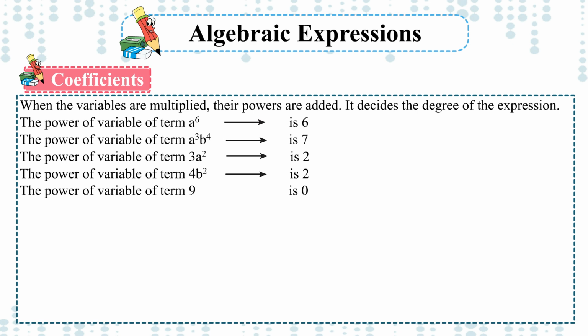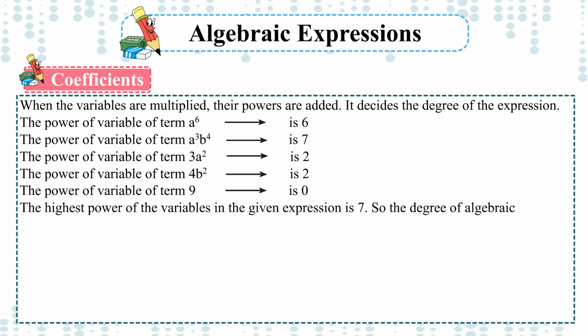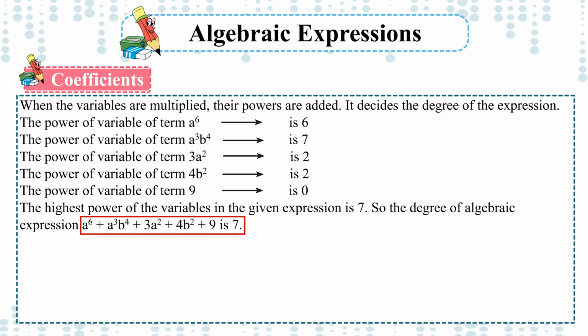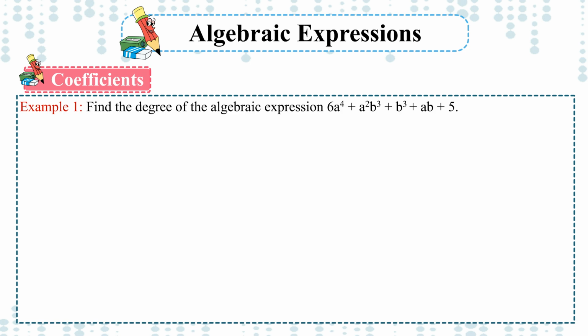Find the degree of the algebraic expression 6a^4 + a^2 b^3 + b^3 + a + 5. Solution. The polynomials are usually written in the descending order of powers of their terms. So after rearranging we get the expression 6a^4 + a^2 b^3 + b^3 + a + 5.